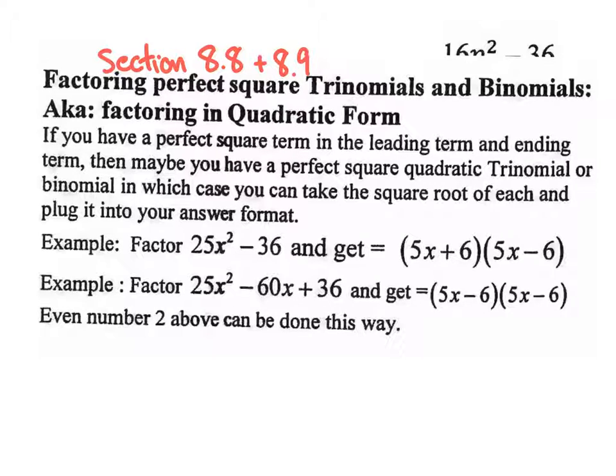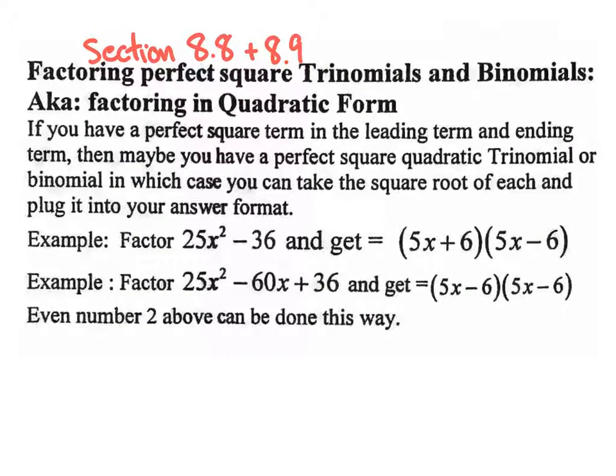In reality, section 8.8 and 8.9 are pretty much the same thing. We're factoring perfect square quadratic trinomials and perfect square quadratic binomials. So it says right here, if you have a perfect square term in the leading term and ending term, then maybe you have a perfect square quadratic trinomial or binomial, in which case you can take the square root of each and plug it into your answer format.